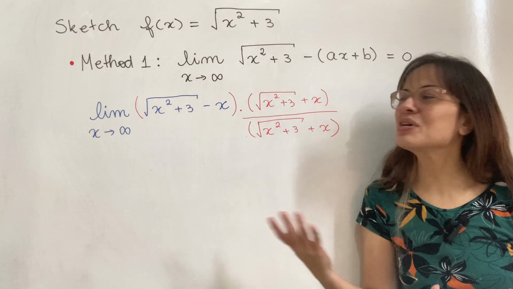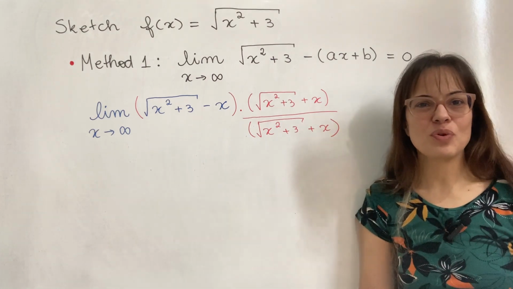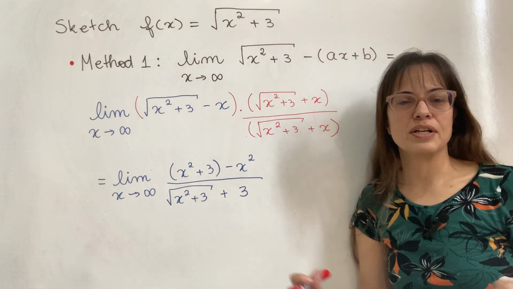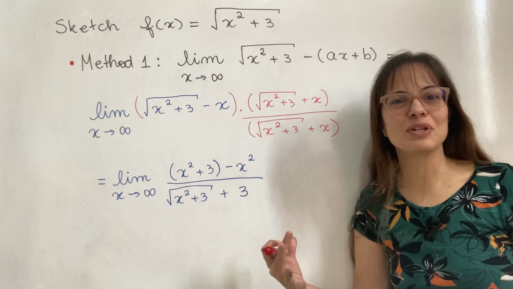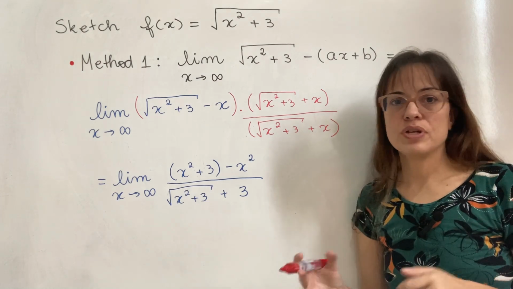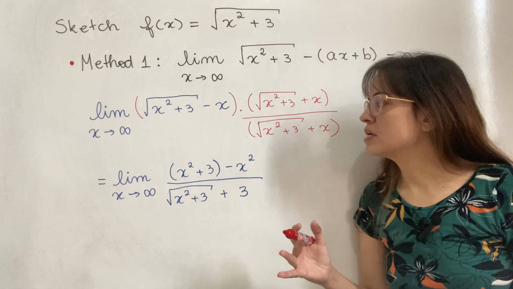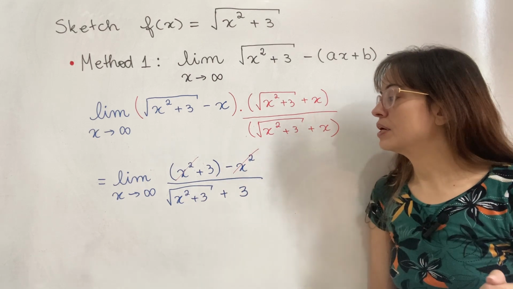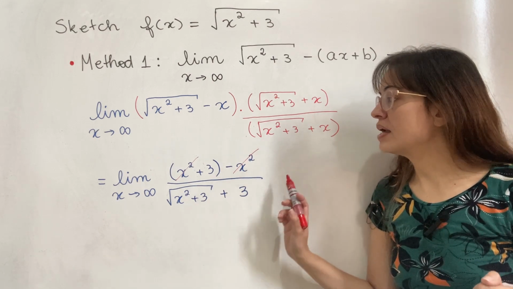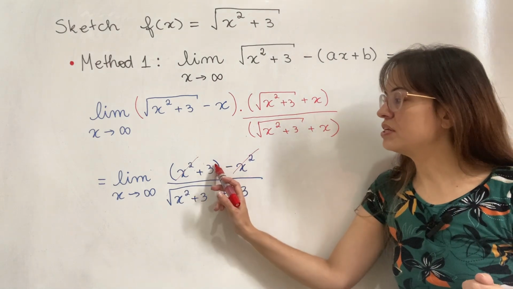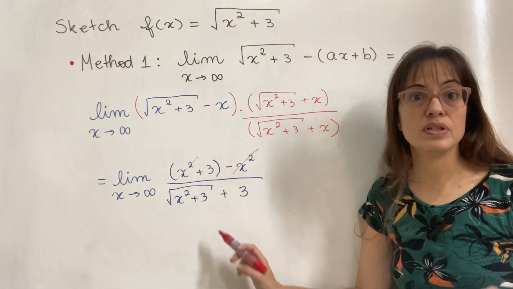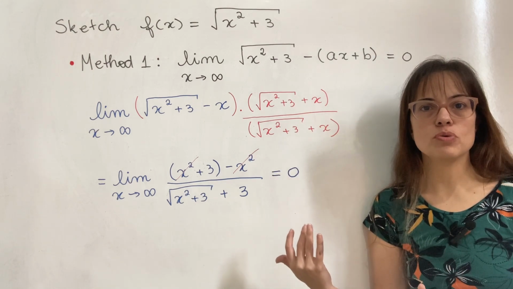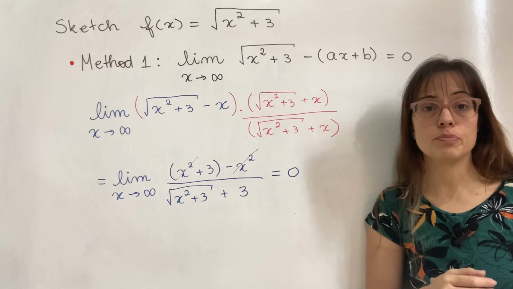I don't hate this trick. You could call it reverse rationalization. If this is the first time you're ever seeing something like this, then it's going to feel like a brilliant idea that came out of absolutely nowhere, but it's not. This kind of trick happens over and over in different situations, and it's useful because now I have an x squared minus x squared up here, and now I have a limit that is very clearly just 3 divided by something that goes to infinity. That is 0. So that is a valid method for finding diagonal asymptotes, but it's not my favorite. I prefer method number 2.